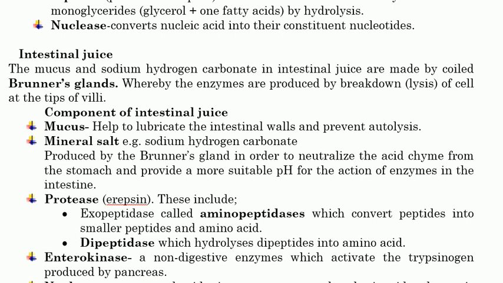So our first component is mucus. Mucus helps to lubricate the intestinal wall and prevent autolysis. What is autolysis? If you don't understand autolysis at all, just go and follow my cytology lectures in the part of lysosome, the function of lysosome. When we were discussing lysosome, we discussed the different functions of lysosome, like autophagy and autolysis. If you don't understand completely, autolysis is the self-digestion of the cell.